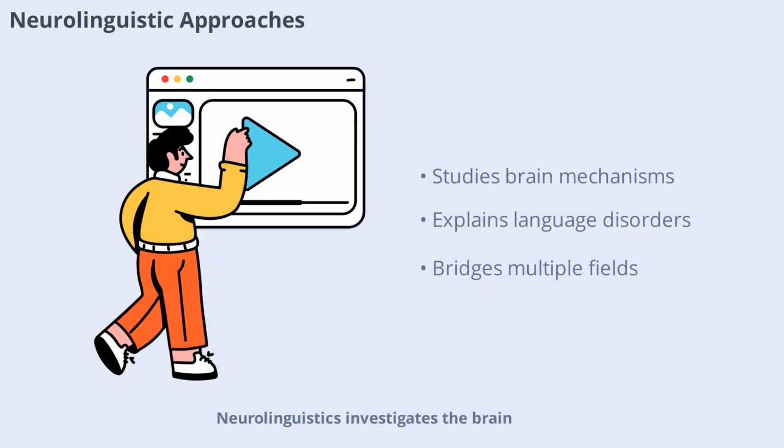Neurolinguistics investigates the brain mechanisms underlying language processing. Using techniques like brain imaging and lesion studies, researchers identify which brain areas are involved in different language tasks. Neurolinguistic approaches help explain language disorders, recovery after brain injury, and the neural basis of bilingualism. This field bridges linguistics, psychology, and neuroscience.